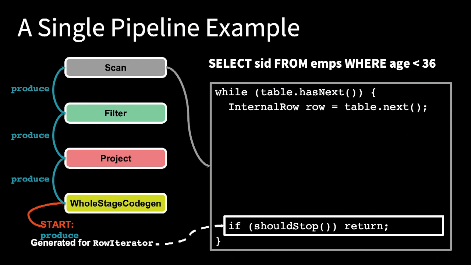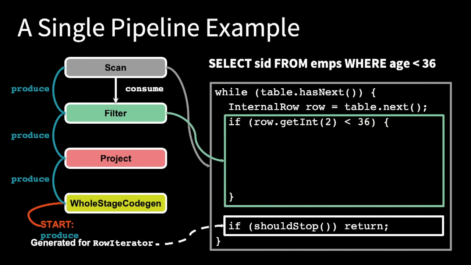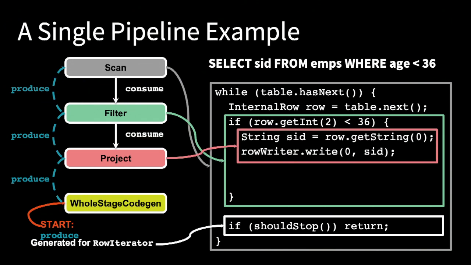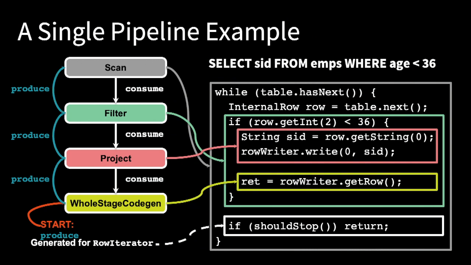So right now we've hit the end of the produce call chain, and then the scan node starts to call the consume method on its downstream node, which is the filter that generates the condition block here. And the filter keeps on calling the consume method of its parent and generates this projection logic. And then it calls the consume method of the last node, the whole stage codegen node, which generates the return statement. And that's the end.